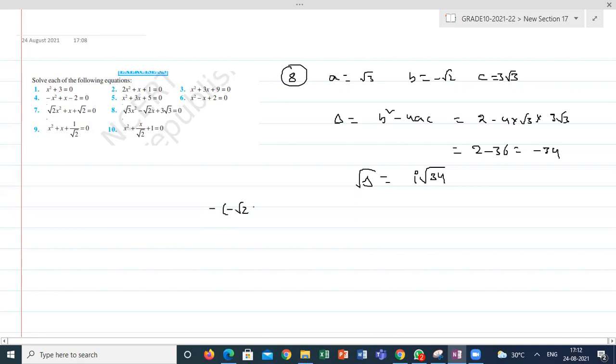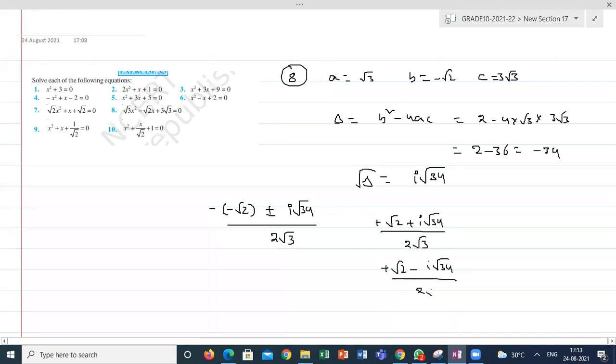So minus of minus root 2 plus or minus i root 34 divided by 2 root 3. Am I right? Yes, sir. So what is the answer? Plus root 2 plus i root 34 divided by 2 root 3, and plus root 2 minus i root 34 by 2 root 3.